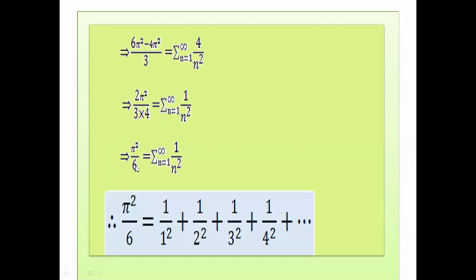So finally after getting, pi square by 6 summation n is equal to 1 to infinity 1 by n square. You can expand the series. What you get: pi square by 6 equals 1 by 1 square plus 1 by 2 square plus 1 by 3 square plus 1 by 4 square plus so on. This is the first deduction part answer. And now move on to the second deduction part.